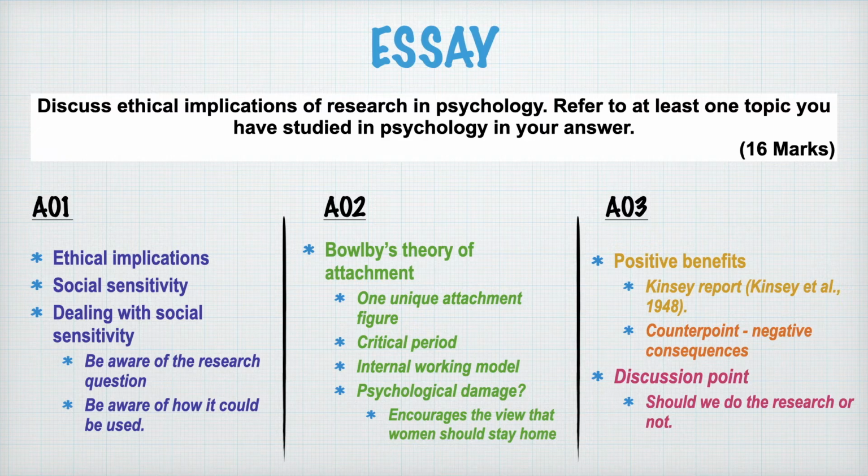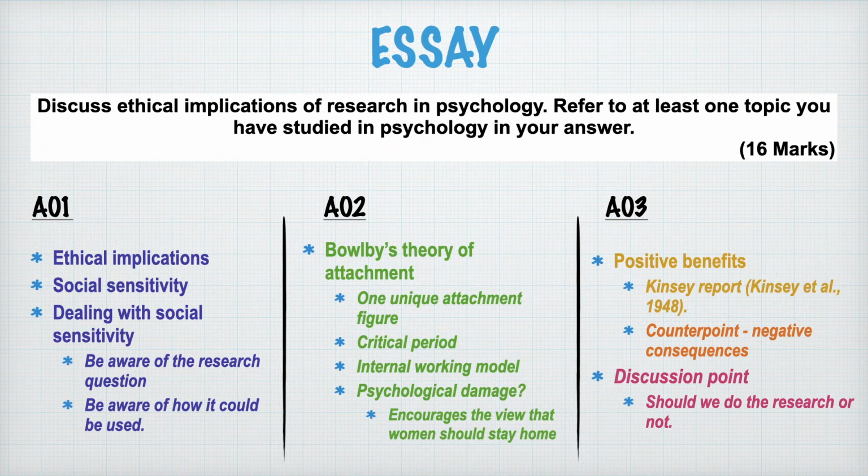You can also see over on the left hand side of the screen what my plan for the outline is. So I'm going to talk about ethical implications, social sensitivity, and then dealing with social sensitivity. And realistically, that dealing with social sensitivity section is going to take up the majority of my word count, because ethical implications and social sensitivity are pretty much just definitions. Also, all the way over on the right of the screen, you've got my evaluation points. So as it stands, I'm going to use 2 evaluation points and a counterpoint. That'll be plenty for the 6 marks of evaluation that is available for you.